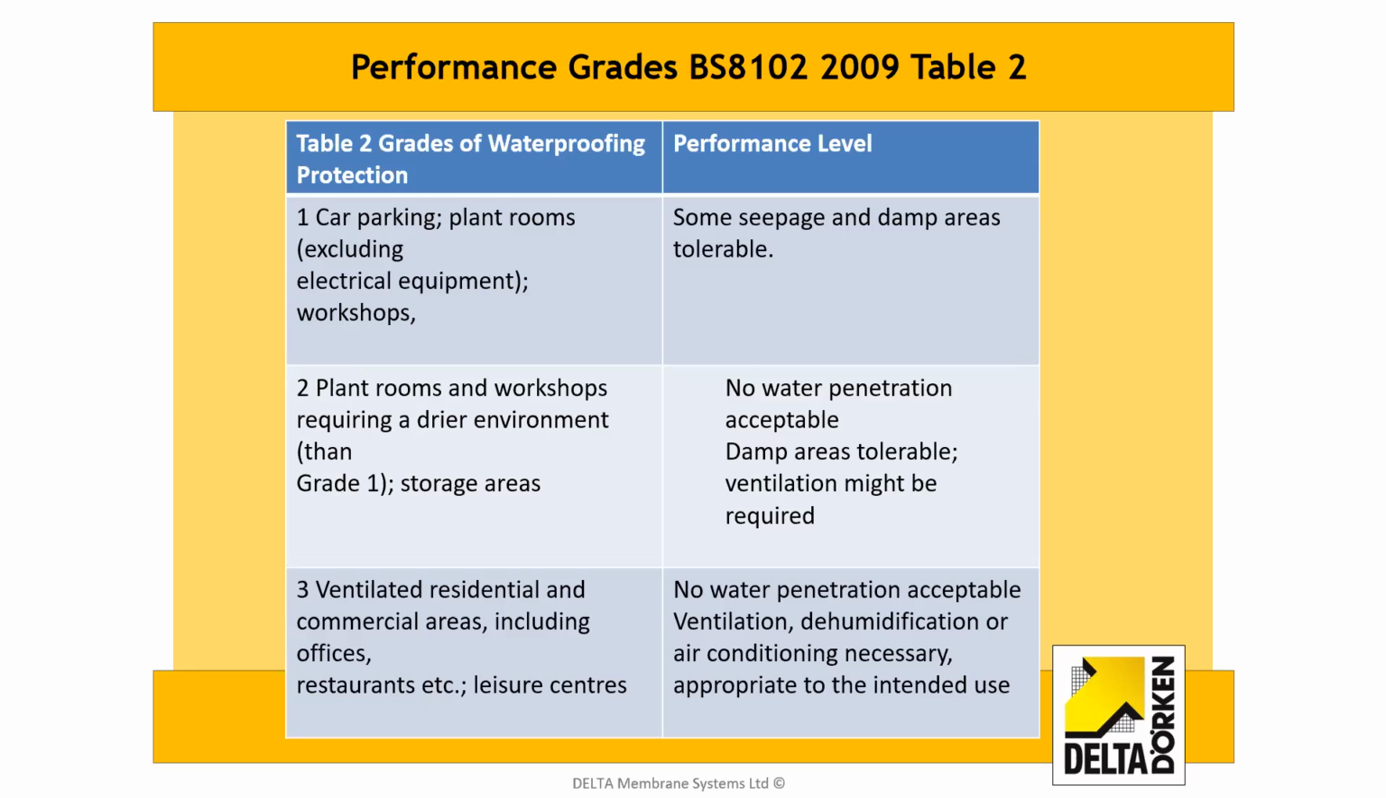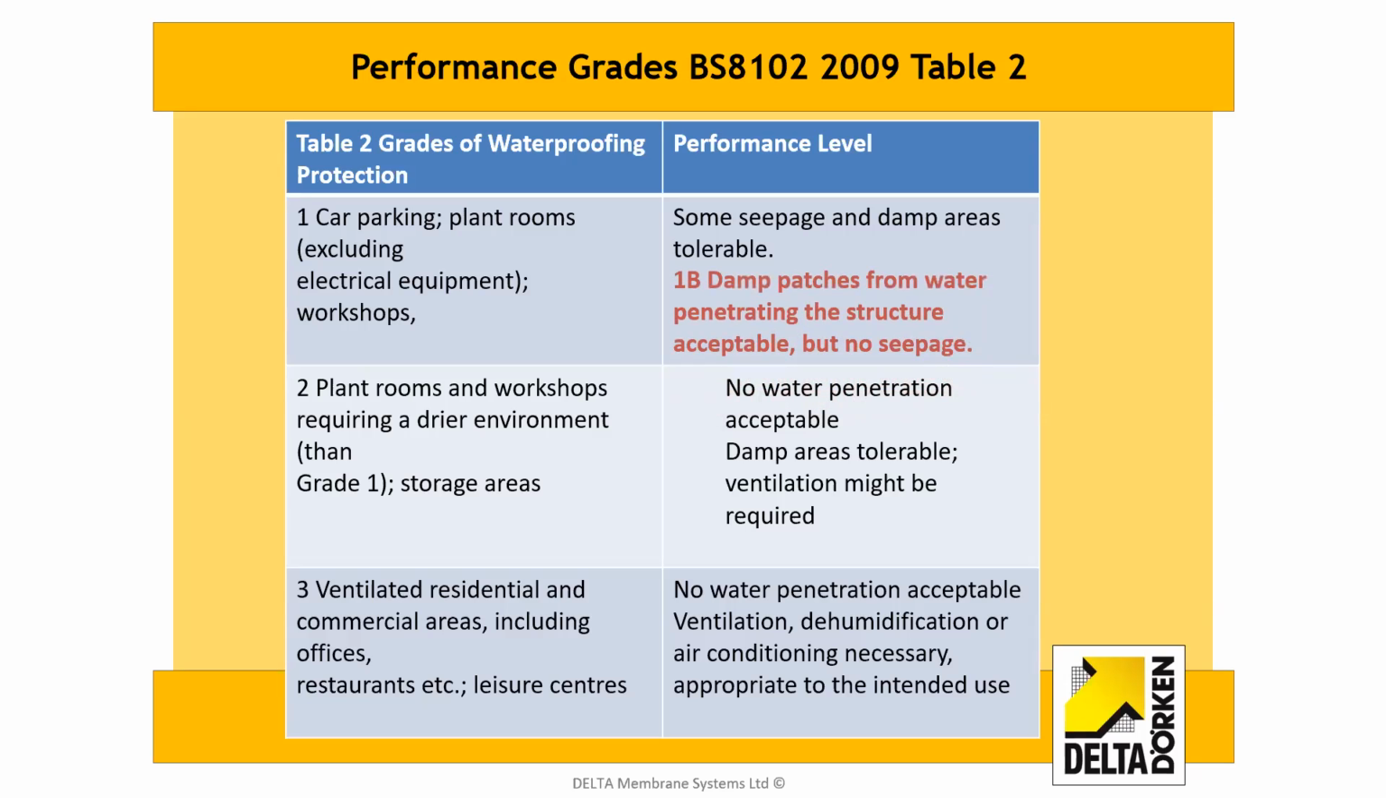And then we've got grade 3, which is basically what I'm sat in now and what you're all no doubt sat in, which is an office environment, a domestic environment where no water penetration at all is acceptable, no damp patches, no liquid water, and we need to heat it and ventilate it to manage the environment so we don't get condensation and mold growth, and things like that. So those are the 3 grades.